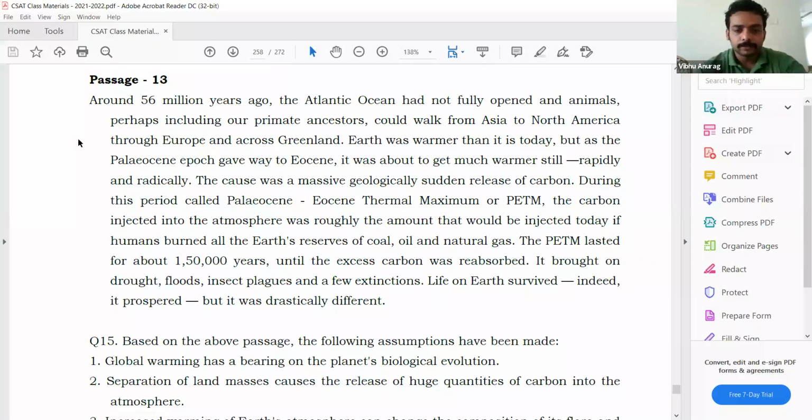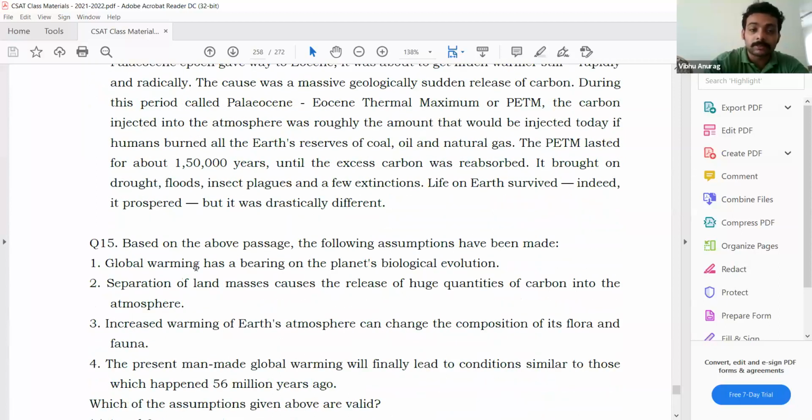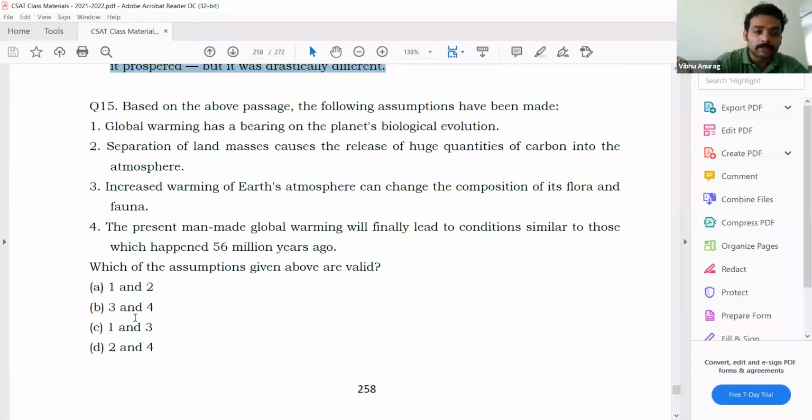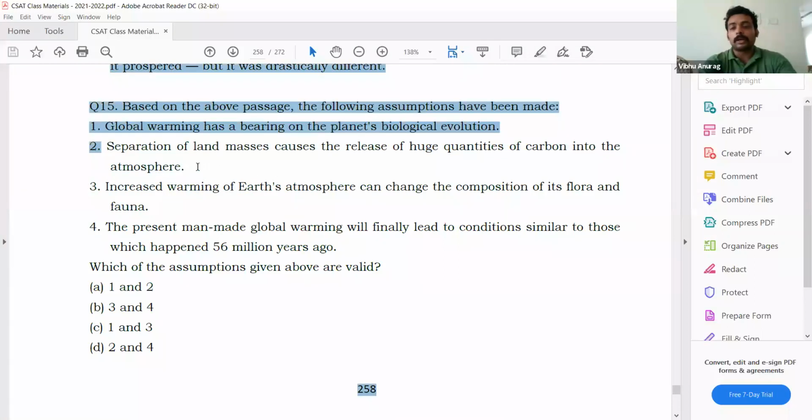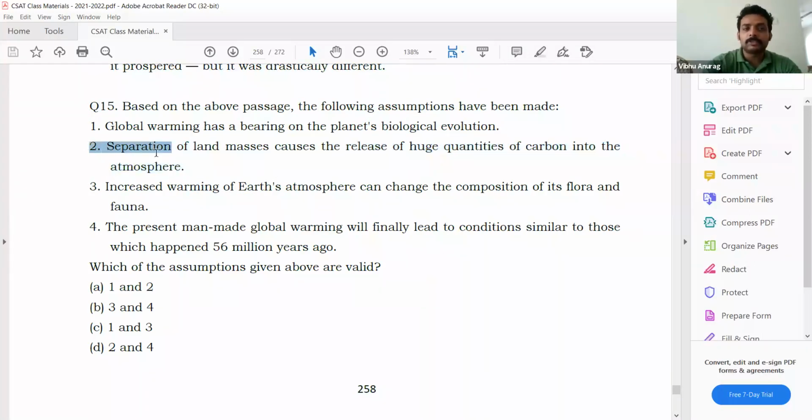Now, based on the above passage, what assumptions have been made here. Number one, global warming has a bearing on the planet's biological evolution. Definitely, that's what he's saying, right? Life on Earth survived, indeed it prospered, but it was drastically different. So the first one is valid. So now answer is either A or C. So second one, separation of land masses causes the release of huge quantities of carbon into the atmosphere. He's not mentioned what is the cause of this release. So 2 is wrong. The answer must be C, 1 and 3.